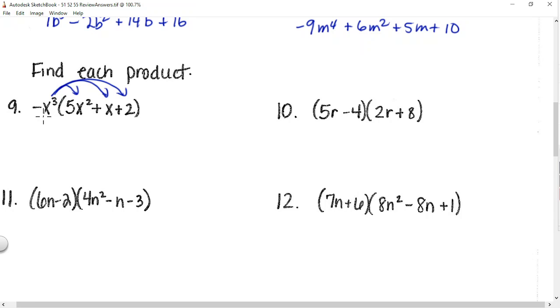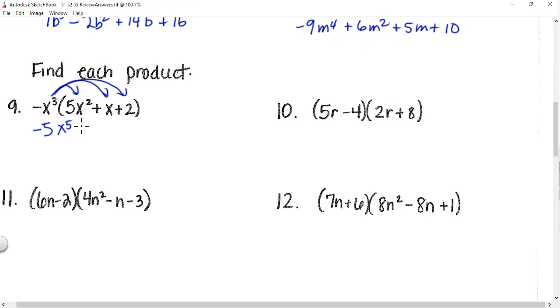We have negative x cubed times 5x squared. Okay, so to multiply, the number is just 5 times, well, negative 1. You have 5 here, and really negative 1 is the number that goes with x cubed. So we multiply the numbers, and so that's negative 5. And then we take x squared times x cubed. Well, that's when we add exponents, right? So that's x to the 5th.